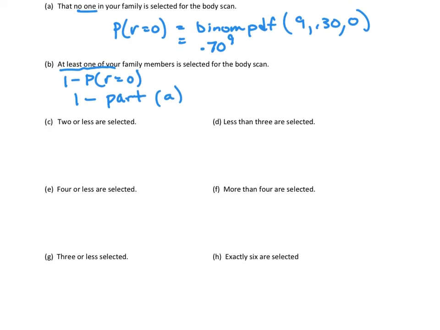Two or less are selected. So that's the probability that R is less than or equal to 2. Well, that's a straight up binom CDF. So 9 family members, 0.3, and then 2. Less than 3. Well, less than 3 is 2, 1, or 0, so it's the same.